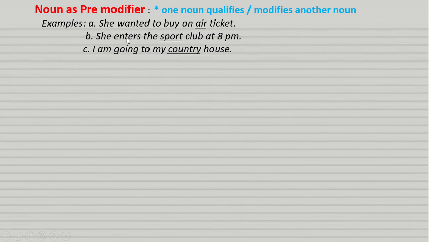In the second sentence, she enters the sport club at 8 p.m. Sport club, both are nouns, but this underlined word modifies the noun club. So, it is a pre-modifier. I am going to my country house. Here, this word country is a pre-modifier. That means one noun qualifies another noun.